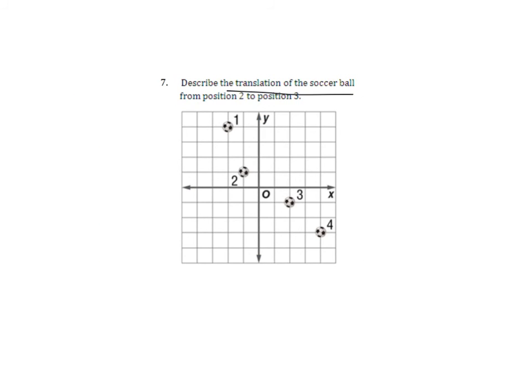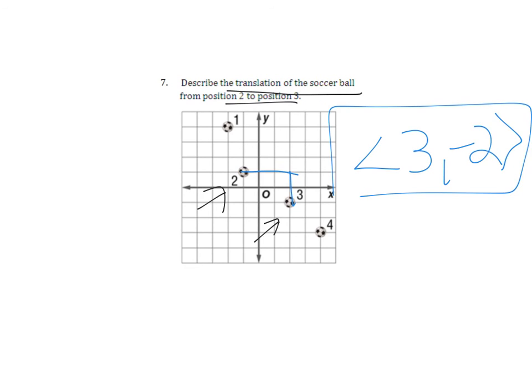Describe the translation of the soccer ball from 2 to 3. Here is 2, here is 3. How do I get from one to the other? I'm going to go over 3, down 2. So I'm going to write that as 3, negative 2, because I go down. That would be my translation.